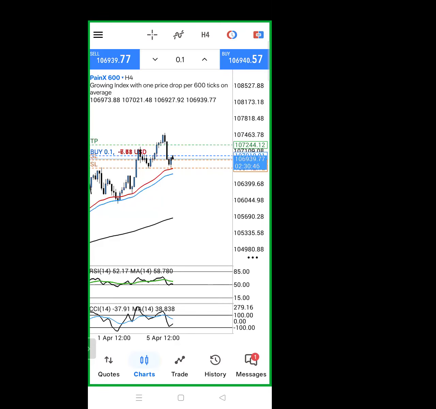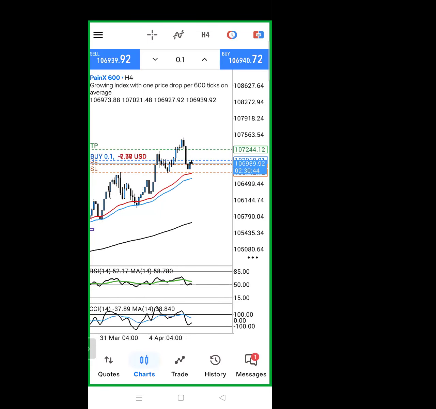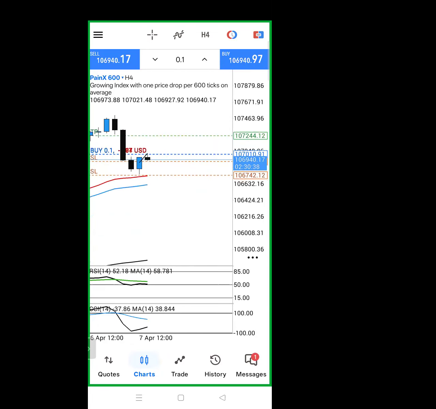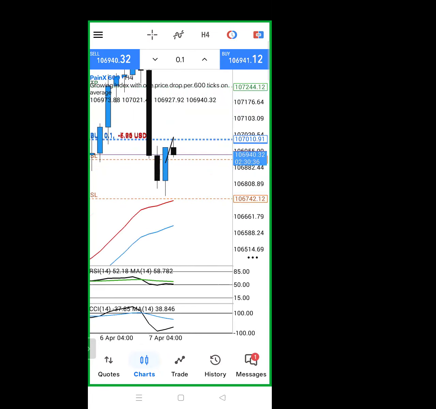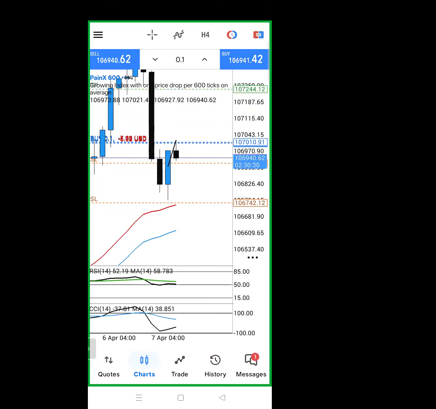It will continue. Let me see it again. Now we are above the 200 moving average and also above the 50 and 20. Then we got this engulfing pattern. This should go. This should go.